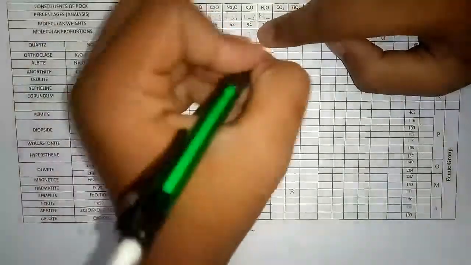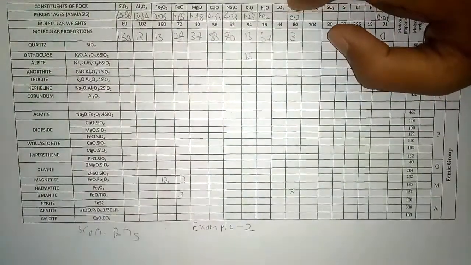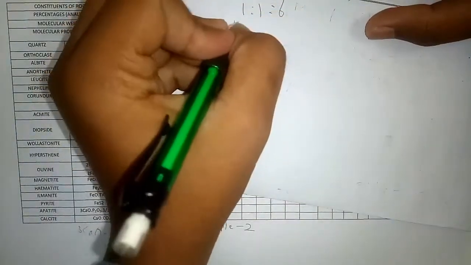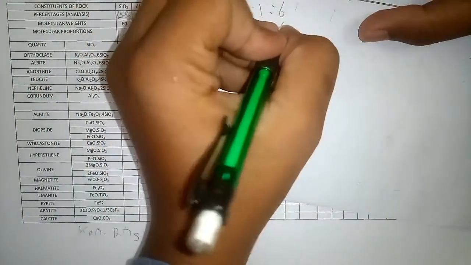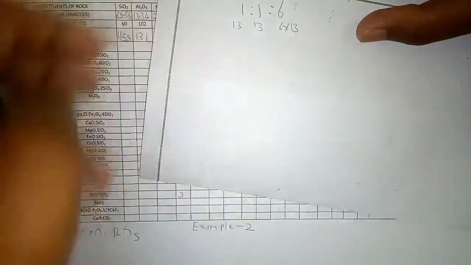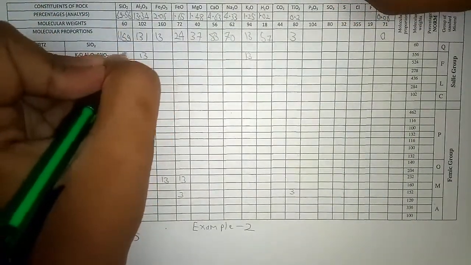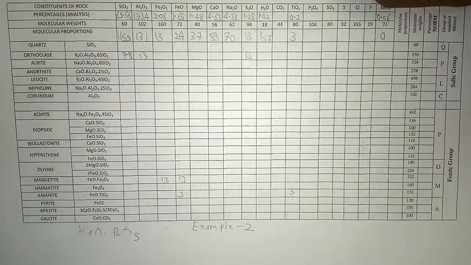So we will take here 13, and according to our ratio we will take everything. Here we have taken 13 K2O and 13 Al2O3, then 6 multiplied by 13 SiO2 we will be taking. So that is equal to 13 Al2O3, and here it is 78, 6 multiplied by 13.